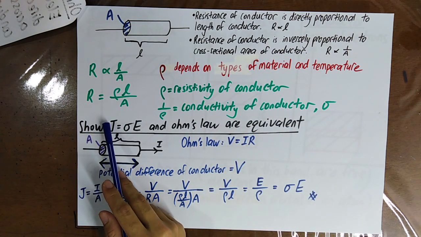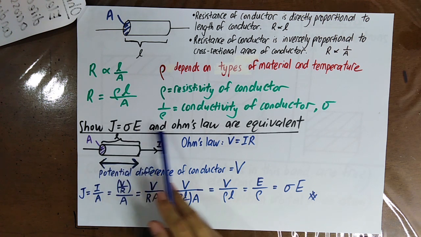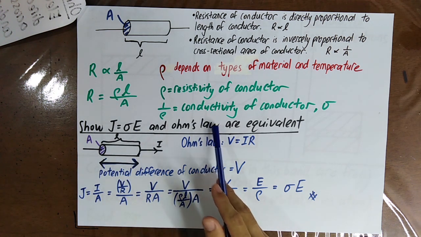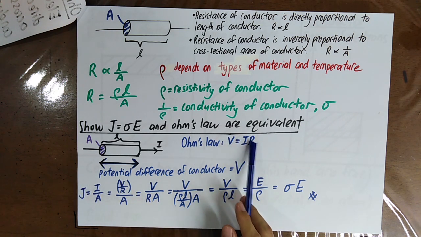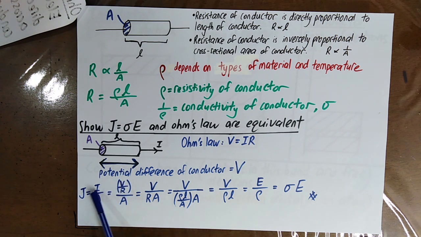And then please show that J equal to sigma E and Ohm's law, which is V equal to IR, are equivalent. Okay, J equal to I over A, and then you know that V equal to IR. Then you change I into V over R, and then you know that R equal to rho L over A. The A can cancel out each other, and then V over L is equal to electric field, and 1 over resistivity equal to conductivity. So finally you can get J equal to sigma E.